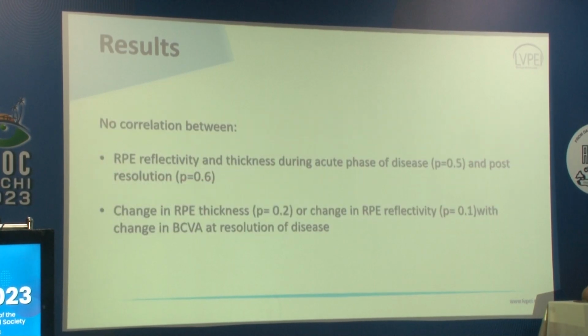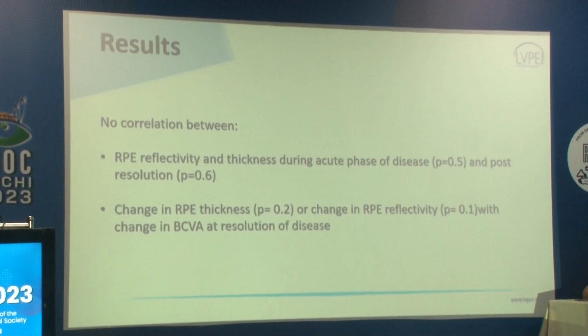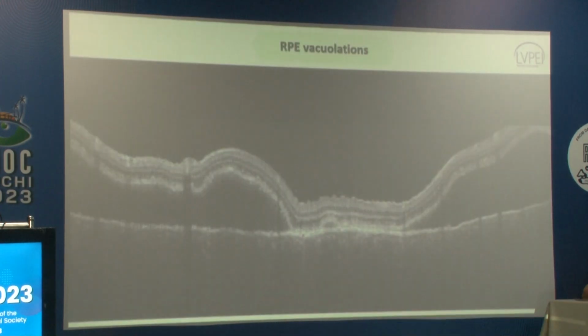However, we could not find any correlation between the RPE reflectivity and thickness during the acute phase of the disease and following resolution, nor could we find any correlation between the change in the RPE thickness or a change in the RPE reflectivity with the change in BCVA following resolution of the disease. So these are some of the morphological features we noticed.